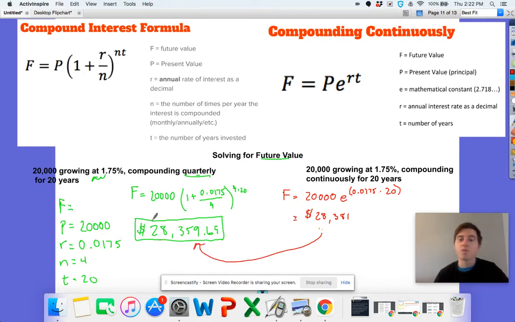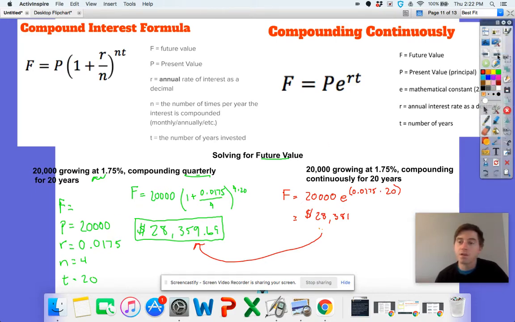It is a little bit more than compounding quarterly because it's compounding more often. So it gets more chances to grow on top of the interest it's already earned. So yeah, compounding continuously is going to be a bigger number here if we're looking for the future value. So there you go. That is compounding continuously. This will be compounding quarterly there, or any finite number, you just change n.